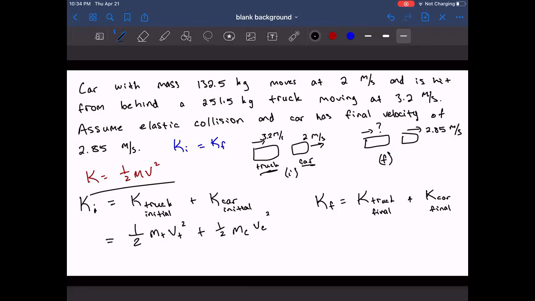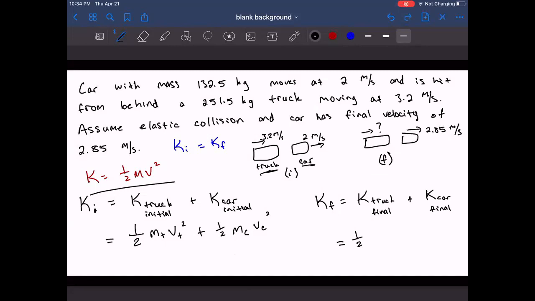Okay, well, I did it here. I just have to do it again for the final situation. And that's why it's so powerful. I don't care what the numbers are. Just write the equation down first. You can deal with the numbers later. You've gotten that down. But now what's the final kinetic energy of the truck?